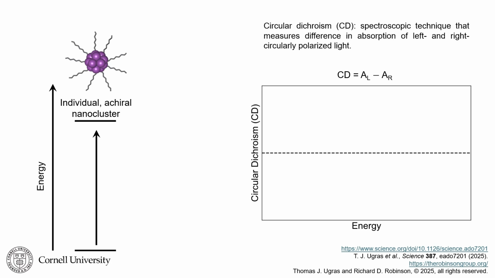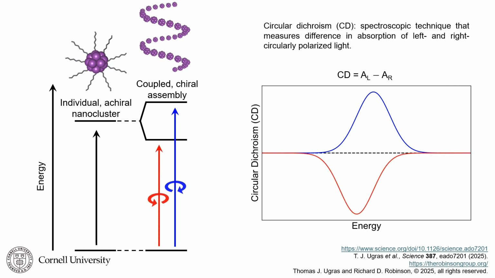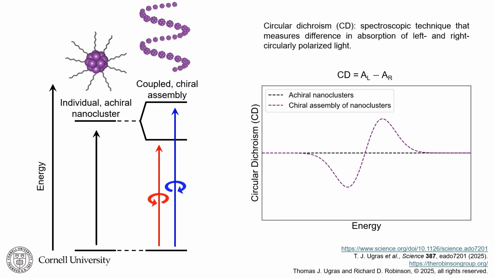But something amazing happens when you string these together into a helical assembly. The excited states, which are individually degenerate, or equal, in each individual particle, become shared across neighboring nanoclusters, leading to a splitting in the excited states. These new split excited states possess preferential excitability with circularly polarized light. The difference between the absorption from each of these states leads to a characteristic bisignate spectrum, the sign and magnitude of which depend on the geometry of the structure itself.